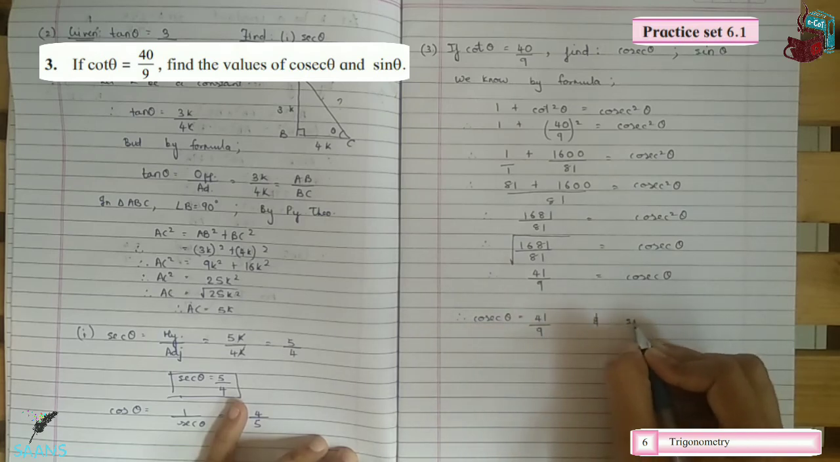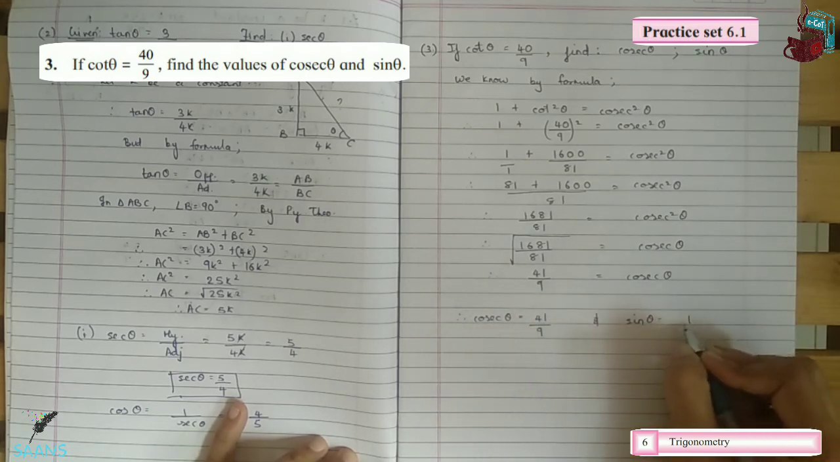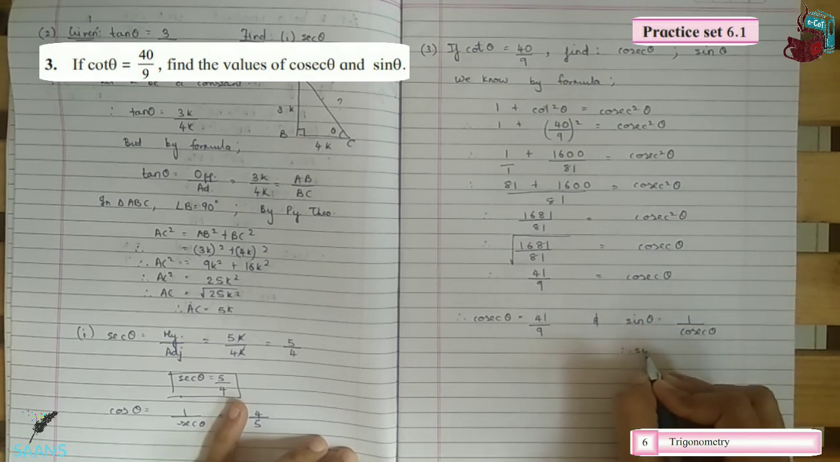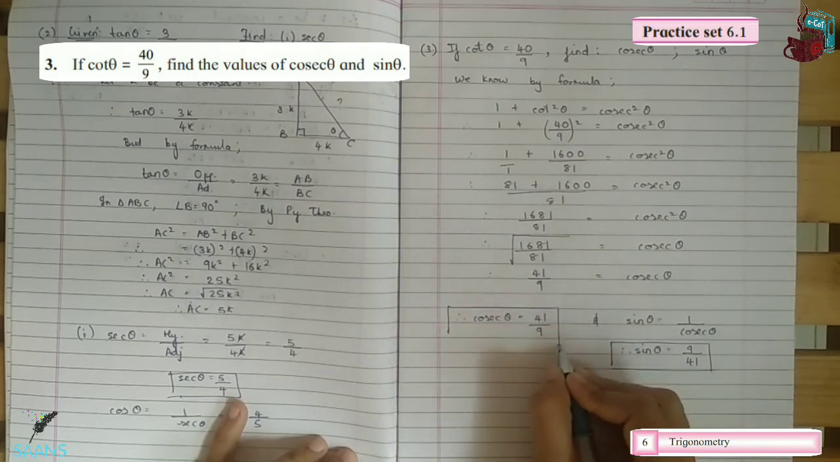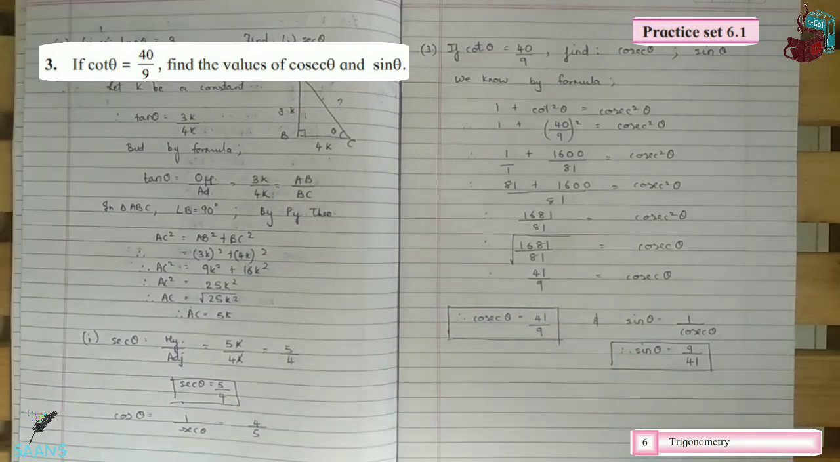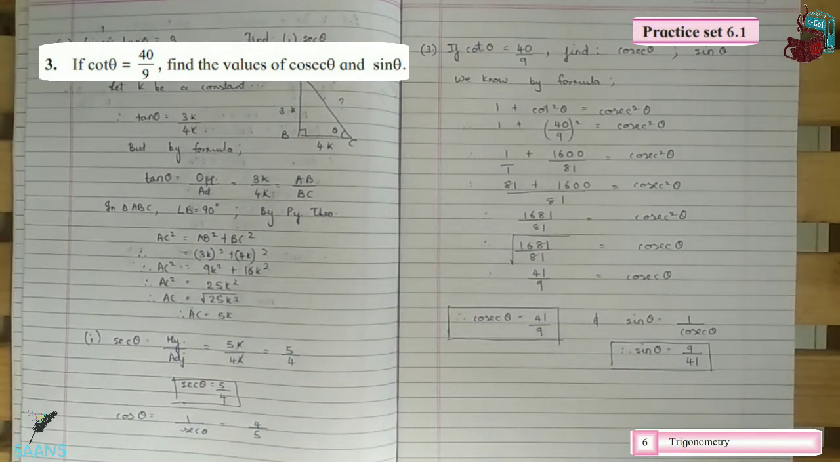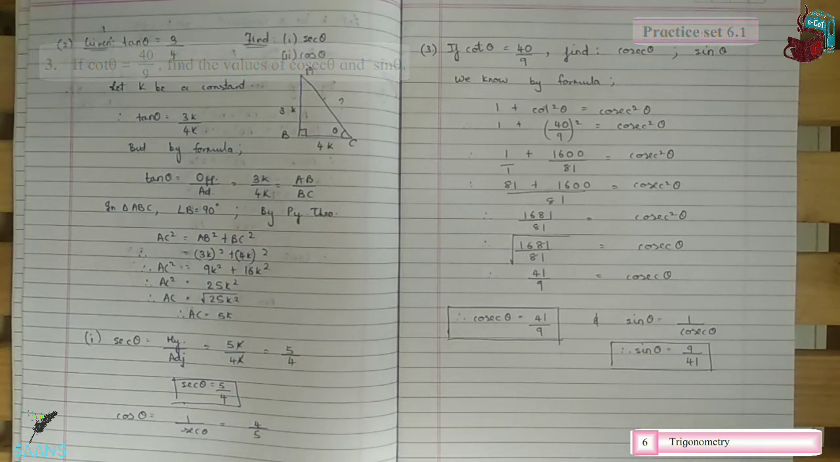And sin theta is equal to 1 upon cosec theta, that means reciprocal. Therefore, sin theta is equal to 9 upon 41. These are some things you can remember. I'm hoping that you'll do the sum that is remaining, and I'll meet you in the next part.